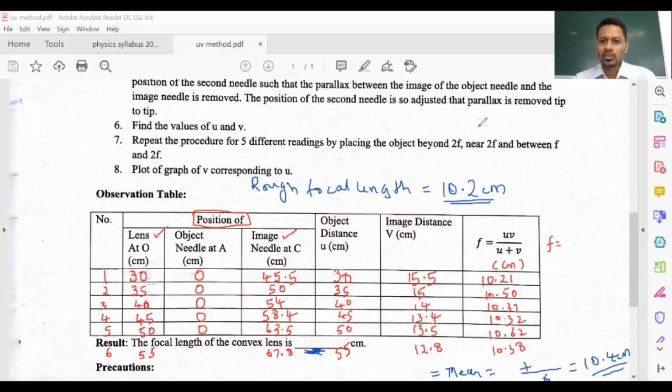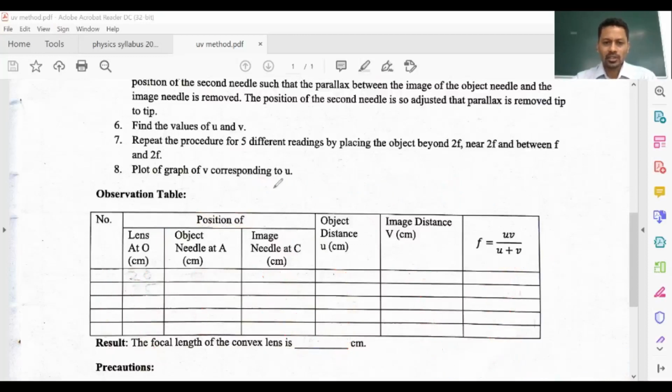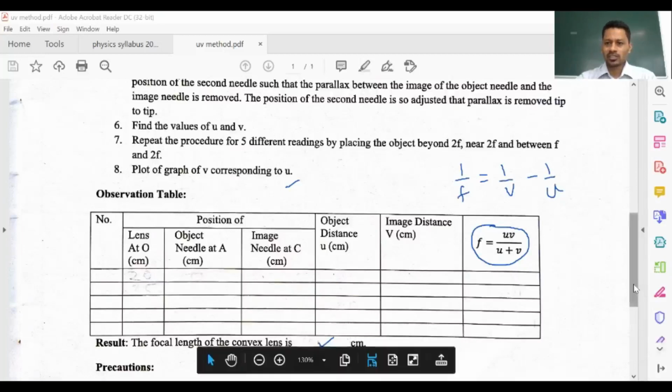So if I write this value and my rough focal length up here, they should be very close to each other, and this is the result. Now, how do we get this formula as f equals uv upon u plus v? I'll tell you that. We have the formula 1 by f equals 1 by v minus 1 by u, and if I use the Cartesian sign convention, looking at the diagram given here, what are the values of v and u we get?